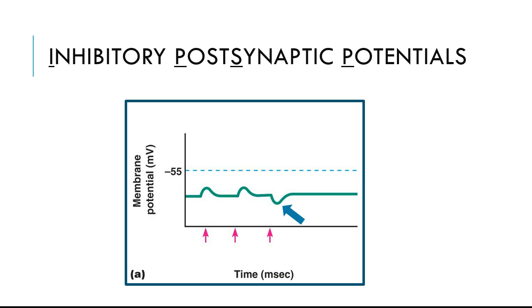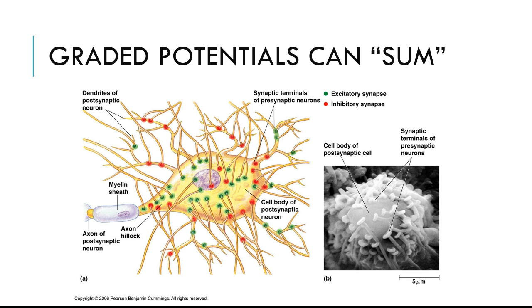So as mentioned, these postsynaptic potentials can be summed together. Our graded potentials can sum together. What does that mean? That means they can add together. This is a nice image looking at a single postsynaptic cell. You can see its axon, zoomed in on its cell body and its dendrite. We would call that the postsynaptic cell because I can see the axon terminals of other presynaptic inputs.